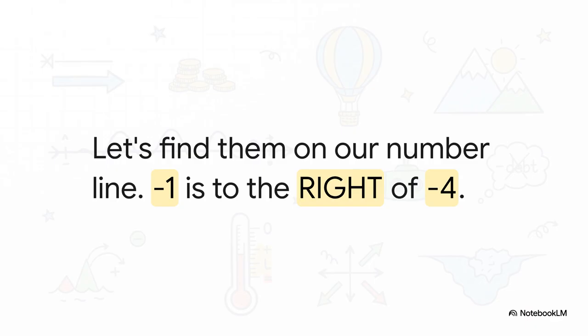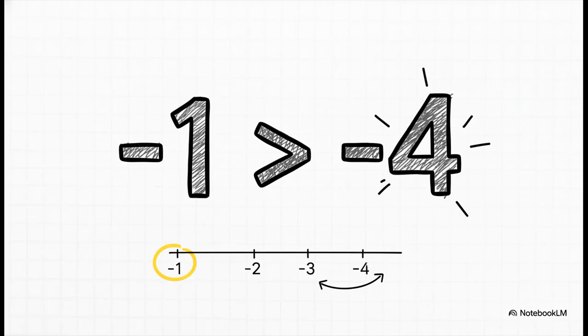It's -1. Even though the number 4 seems bigger than 1, when they're both negative, -1 is actually to the right of -4. And since -1 is on the right, our golden rule tells us that -1 is greater than -4. If you think about temperature, it makes perfect sense, right? A temperature of -1 degree is definitely warmer or bigger than a super cold -4 degrees. We write this in math using the greater than symbol. I always think of it as a little alligator mouth that wants to eat the bigger number.